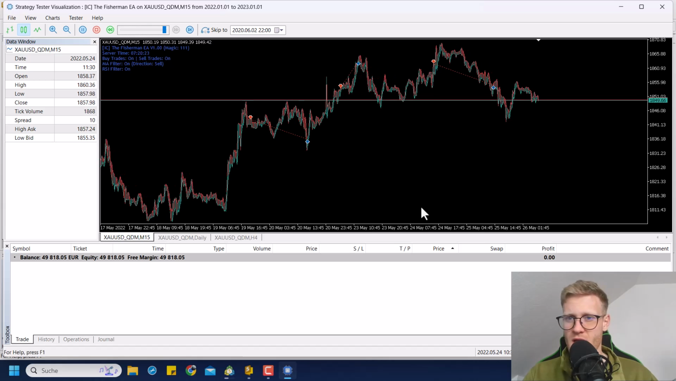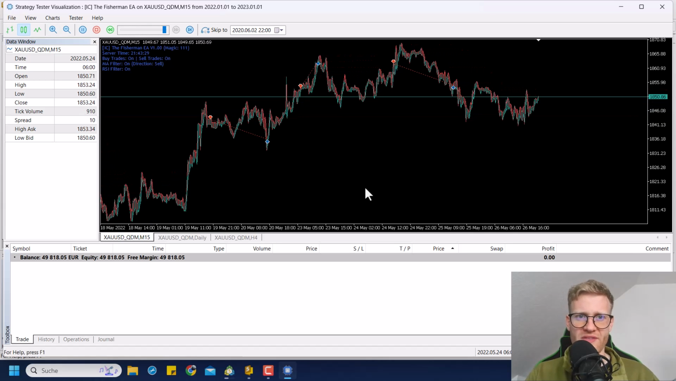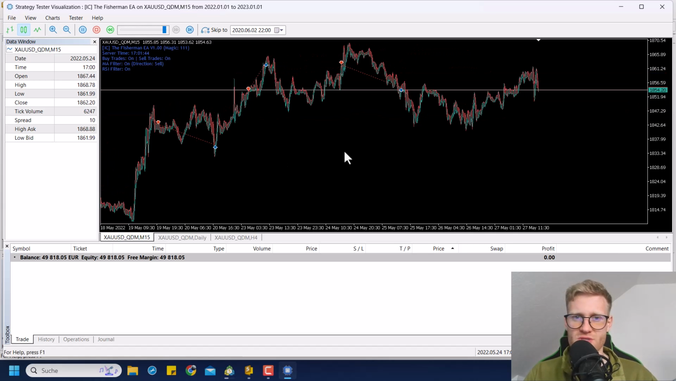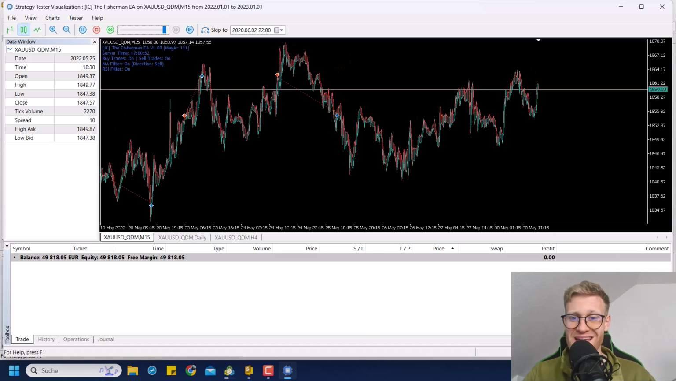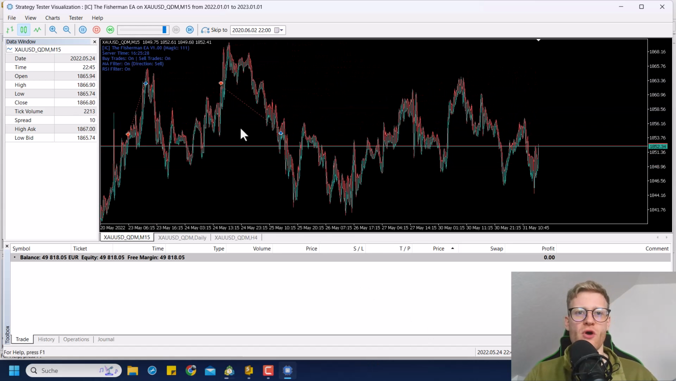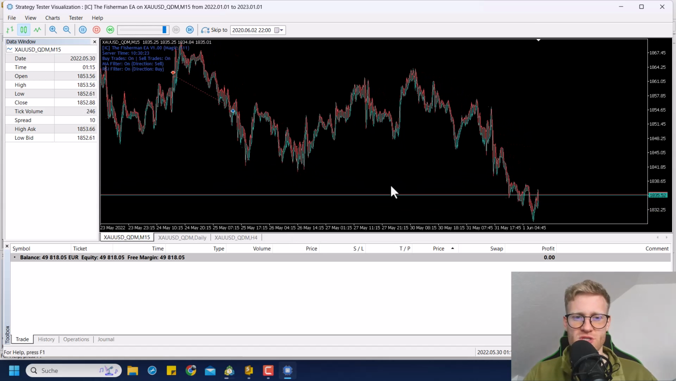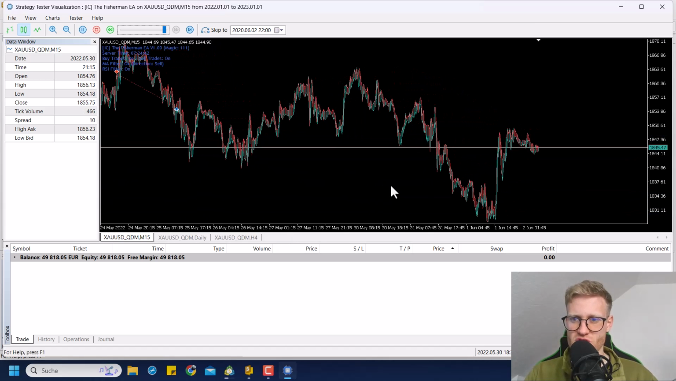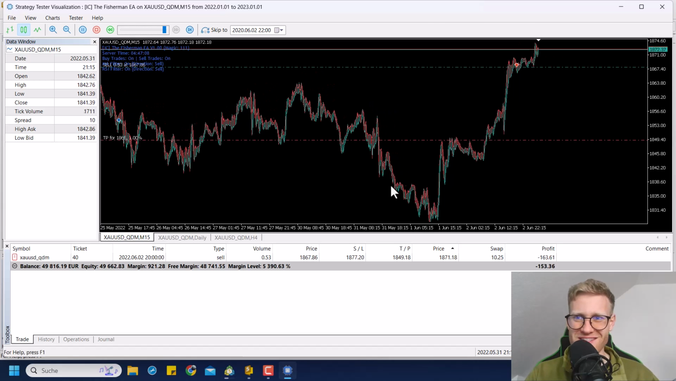And again, you can use a combination of all of the different inputs. So you can use different filters. You don't have to use filters at all, whatever you prefer. You can play around with the inputs for the retracement, for the TP, for the stop loss, for the trailing stop. There are so many options.